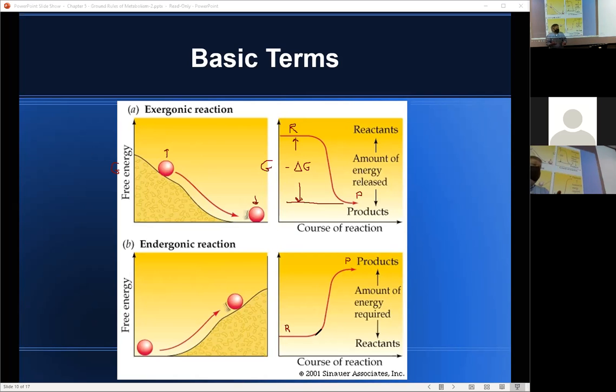Photosynthesis, we could use the energy from sunlight to drive endergonic reactions forward, right? So again, endergonic reactions, we're going from reactants with low free energy to products with high free energy. I'm making a mess of this here.